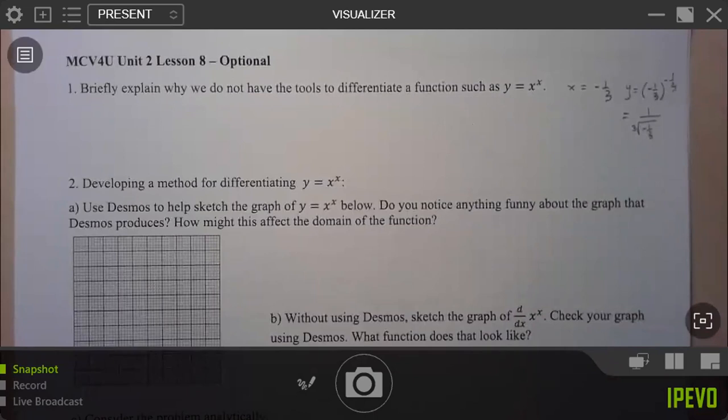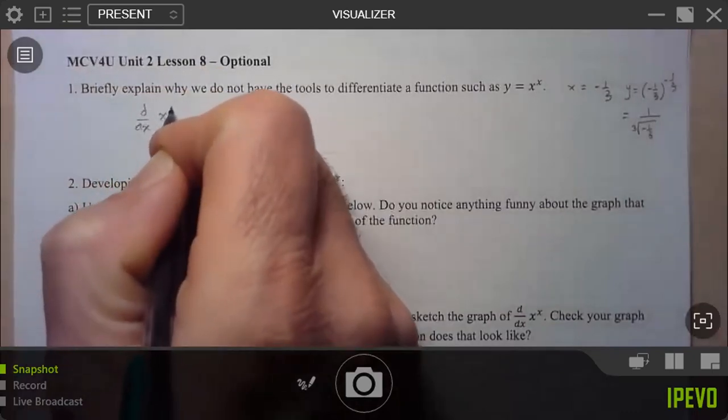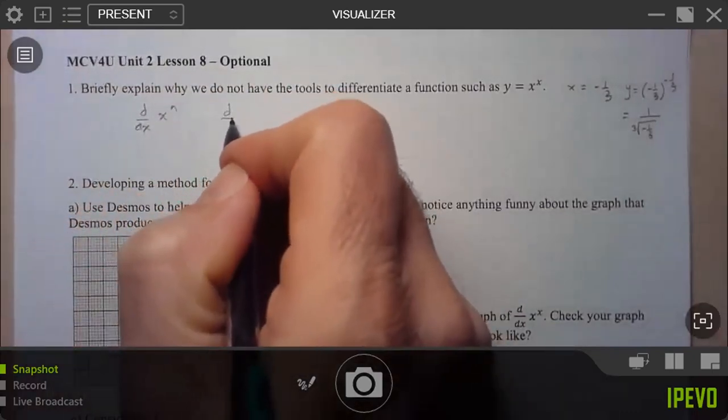Yeah, Sammy. I think because we learned how to take the derivative of power functions like x to the a, and then exponential functions like a to the x, but x to the x fits neither of those forms.